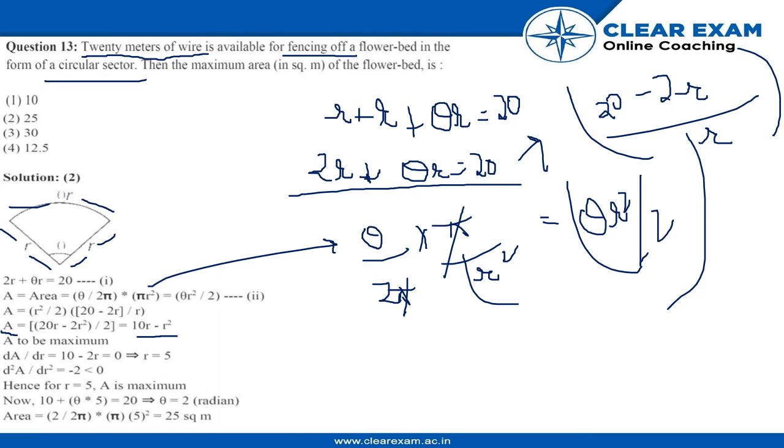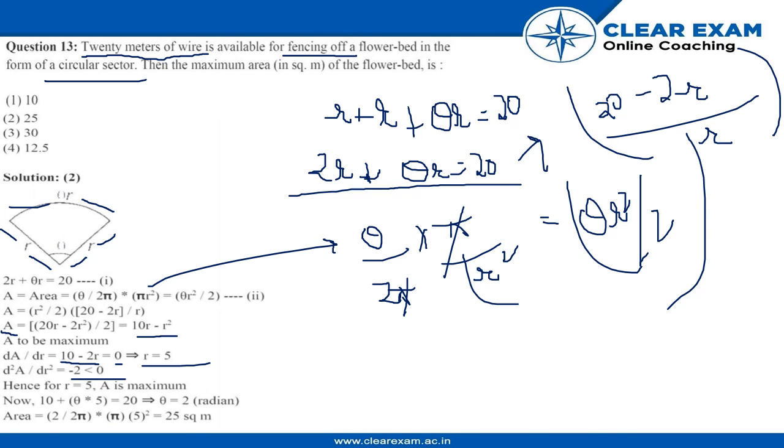Now for area to be maximum, we are going to differentiate area with respect to radius, and by doing so this equation will be reduced to 10 minus 2r. For area to be maximum, we have to keep this derivative equal to 0. The moment we do that, the value of r would be 5. And again we have to look at the double derivative, and as you can see the double derivative is minus 2, that is less than 0. That means for r equal to 5 we are achieving a maximum for A.